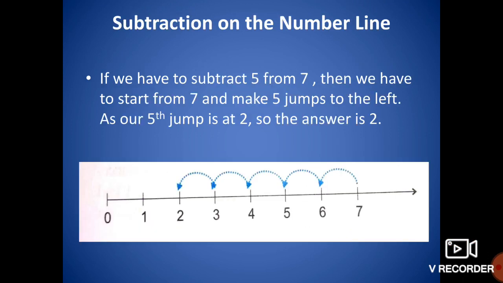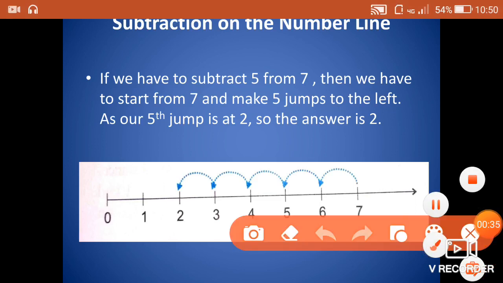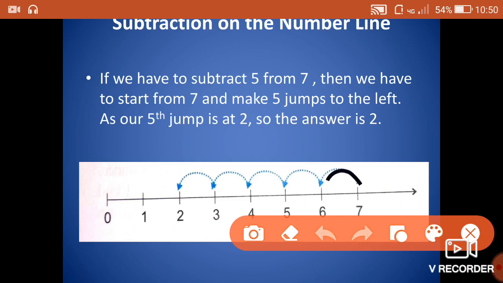Next, let us learn the subtraction operation on the number line. We will consider the example 5 and 7. We will subtract 5 from 7. We will start from the left for the subtraction and make 5 jumps. Starting from 7, 1, 2, 3, 4, 5. As our fifth jump is at 2, the answer is 2. So 7 minus 5 is 2.